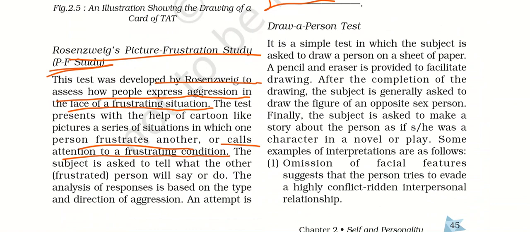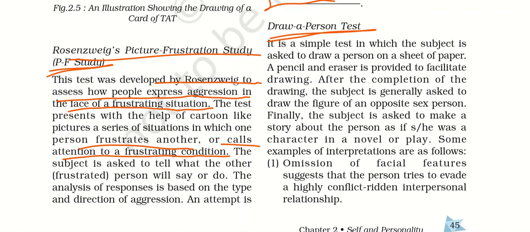Then we have the draw-a-person test. It is a simple test in which the subject is asked to draw a person on a sheet. A pencil and eraser are provided to facilitate the drawing. After the completion of the drawing, the subject is generally asked to draw the figure of the opposite sex of the person. Finally, the subject is asked to make a story about the person as if he or she was a character in a novel or play.